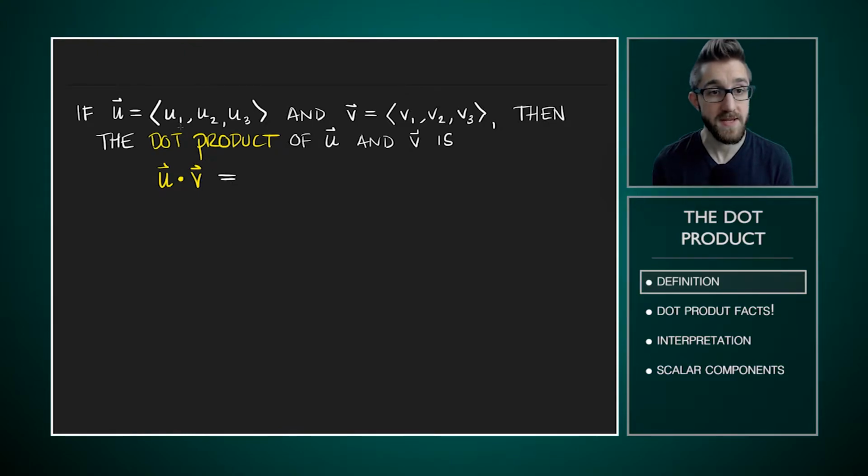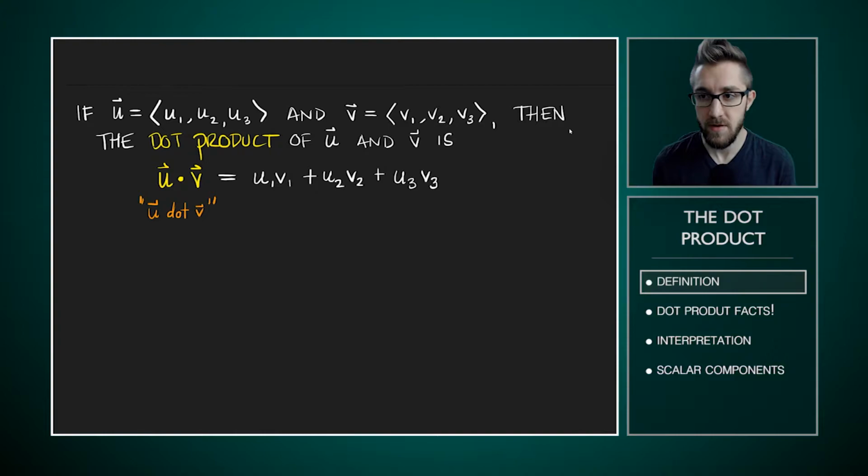And the way we compute it is we take the x coordinates of u and v, so u1 and v1, we multiply them. And then we'll do the same thing with the y components, so we'll do u2 times v2, and we'll add them. And then we'll do the same thing with the z components. So we're just multiplying corresponding components and then adding them all together. For what it's worth, the way we read this is u dot v, usually. You could also just say the dot product of u and v.